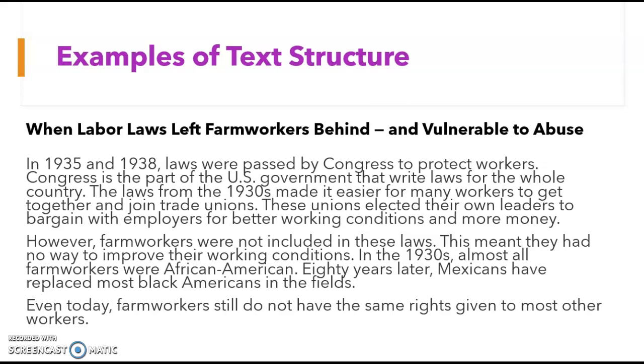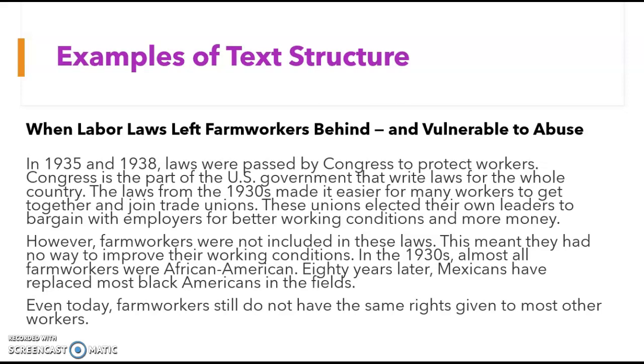Let me keep reading. Congress is a part of the U.S. government that writes laws for the whole country. The laws from the 1930s made it easier for many workers to get together and join trade unions. And you guys remember, jumping out of reading mode again, that unions are groups of workers that came together, formed an organization to make their work life much better. Okay, jumping back into reading. These unions elected their own leaders to bargain with employers for better working conditions and more money.